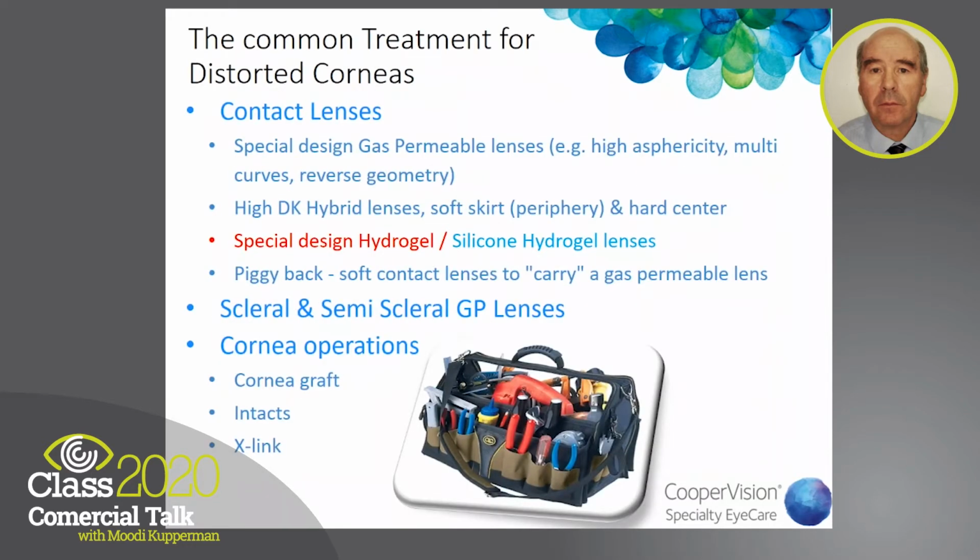What are the common treatments for distorted cornea? First of all, our subject is the contact lenses. So we have special design gas permeable lenses like higher sphericity, multi-curves, reverse geometry, high decay hybrid lens, which has a soft skirt in the periphery and hard center. Special design hydrogel or silicone hydrogel lenses that we will talk about today.